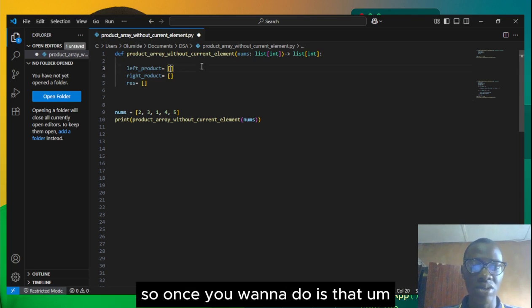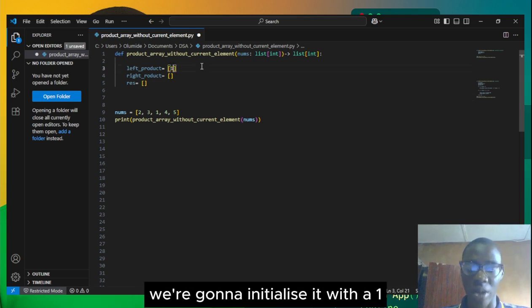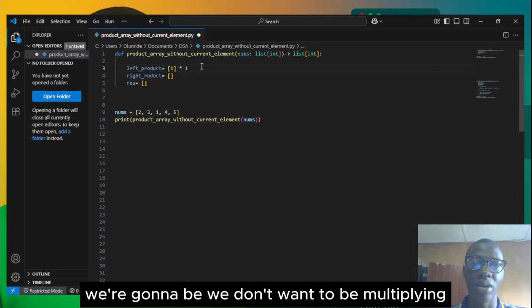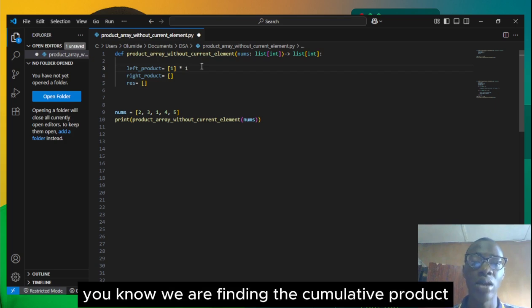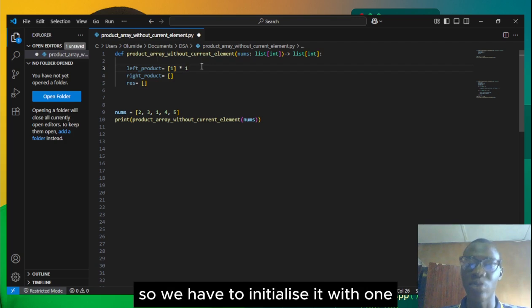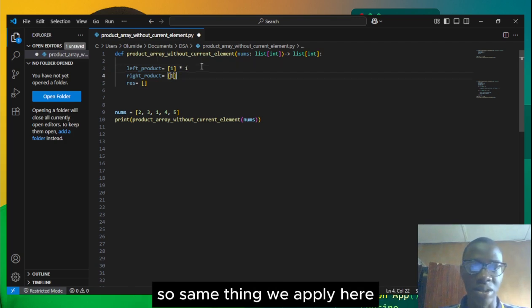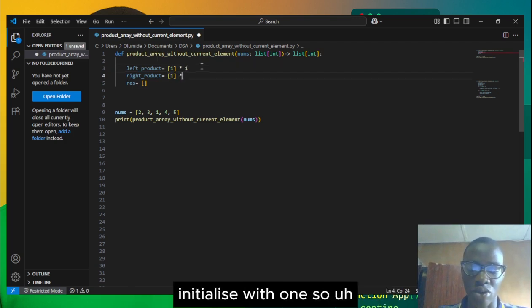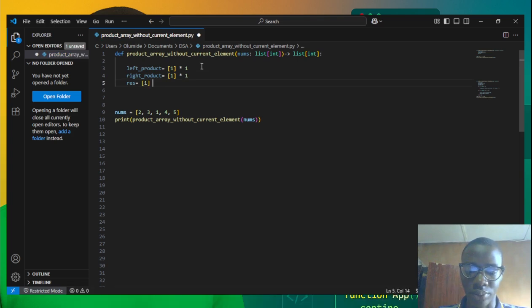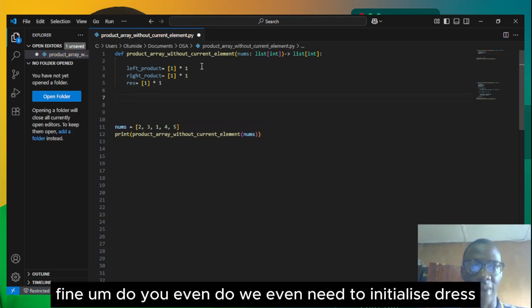So one thing we want to do to solve this problem is initialize it with a 1. Don't forget why I said that 1. We are finding the cumulative product and we don't want to be multiplying by 0, so we have to initialize it with 1. The same thing applies here: initialize with 1.